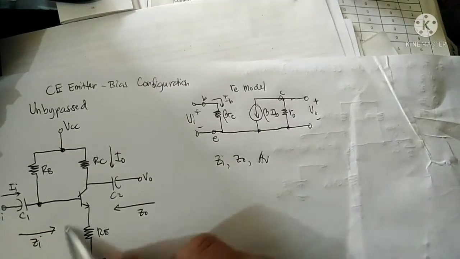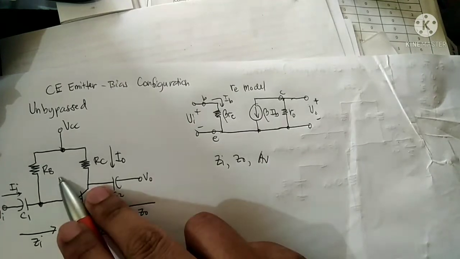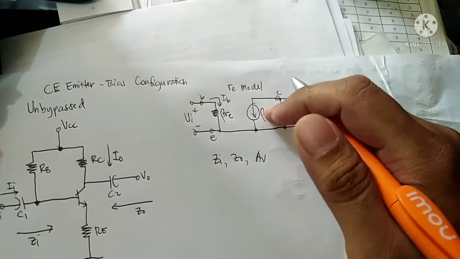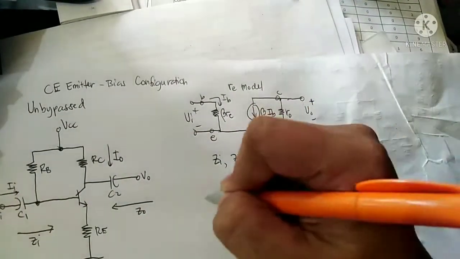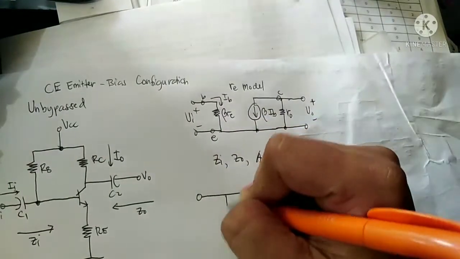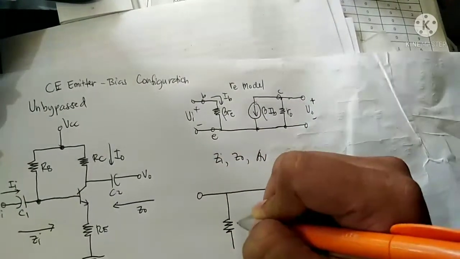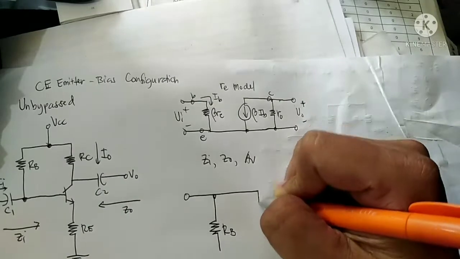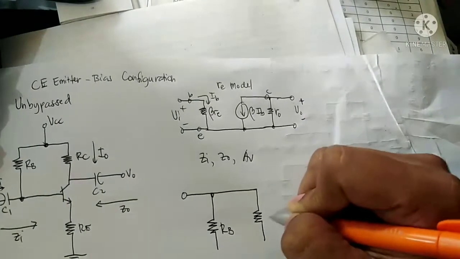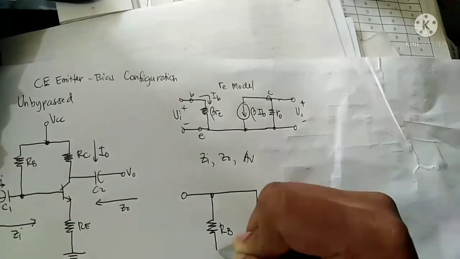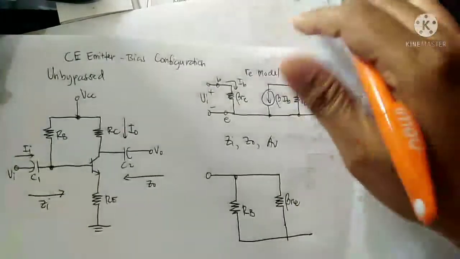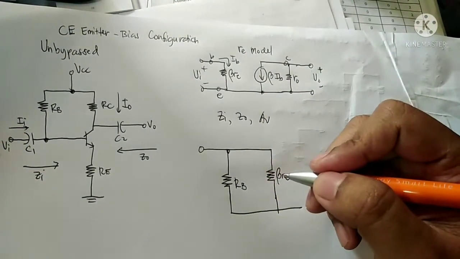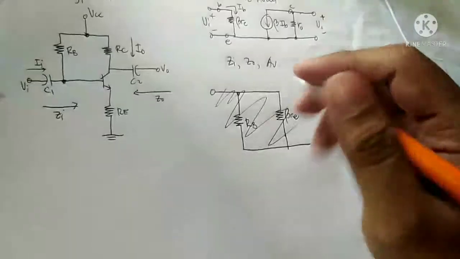By shorting all capacitors and grounding the DC sources, after that we will substitute the re model to the transistor, so it will look like this. So this is the RB, and this will be the re model. Wrong drawing. So let's draw again.